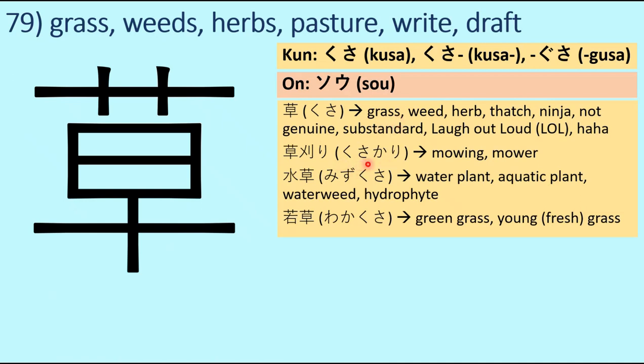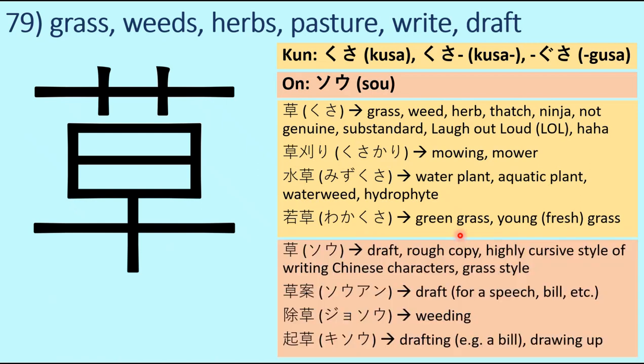Anyways, the next word is kusakari. Kusakari is mowing or mower. Then we have mizukusa. Mizukusa means water plant or aquatic plant, that is a water weed or hydrophyte. So the weeds that we see in the ponds or lakes, that is mizukusa. So you can see here the water radical, and this is the weeds. So this is water weeds, mizukusa. Then we have wakakusa. Wakakusa is green grass or young or fresh grass. That is the newly grown grass is the wakakusa.